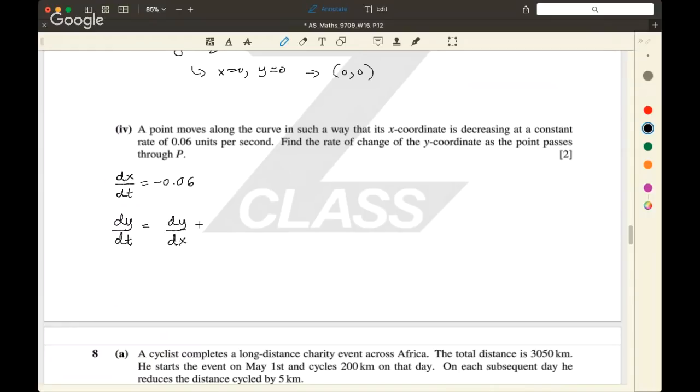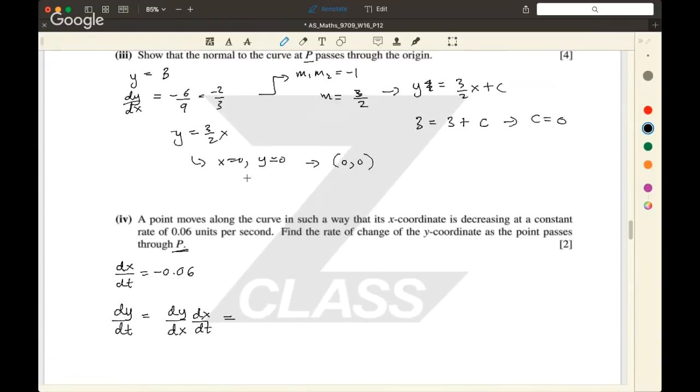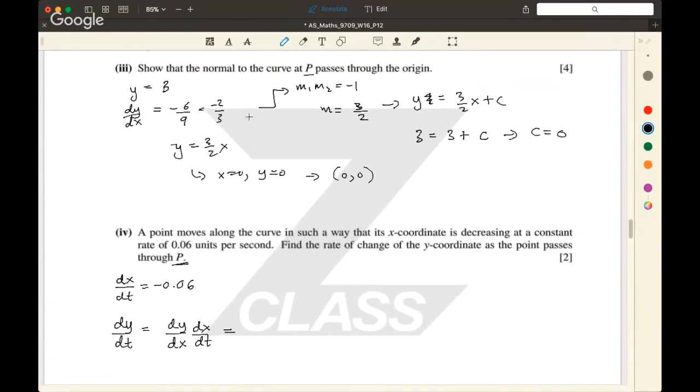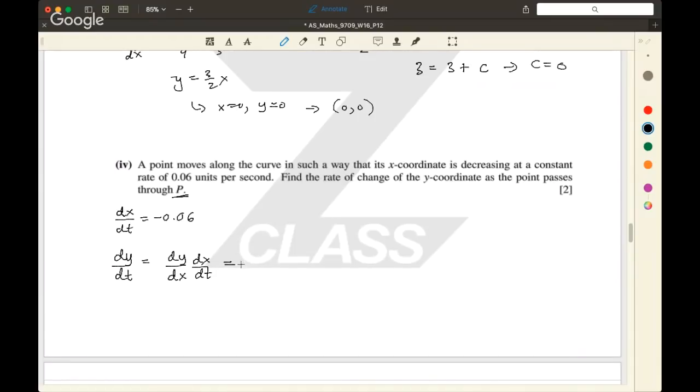dy/dt is equal to dy/dx times dx/dt. And we already know dy/dx at P. If we look up here, that was exactly what we worked out before. It's minus 2/3. So this is minus 2/3 times dx/dt, which we're given, minus 0.06. And that is the answer you require. Just multiply it together with your calculator.